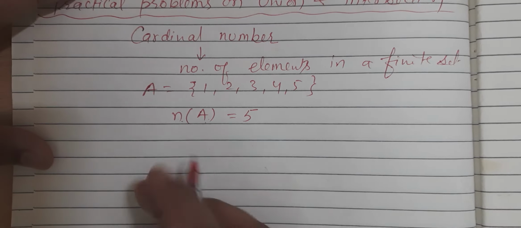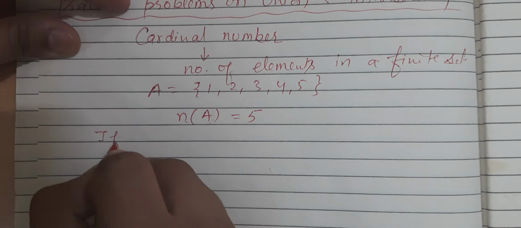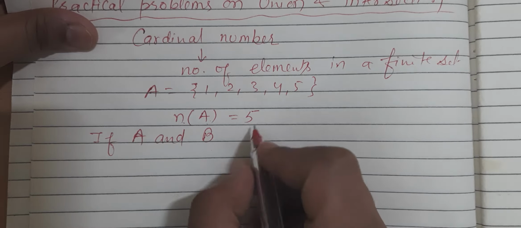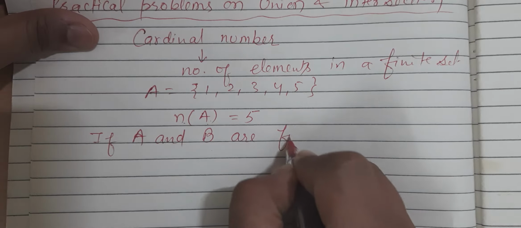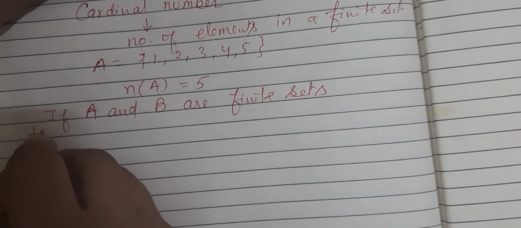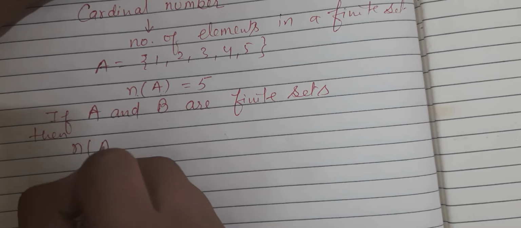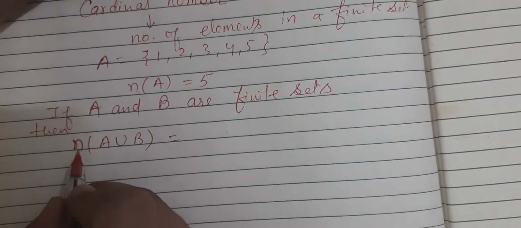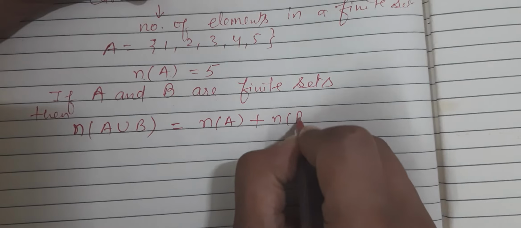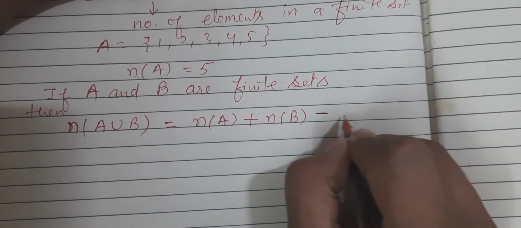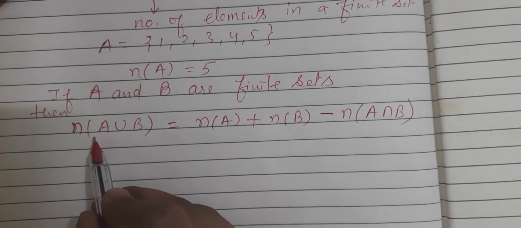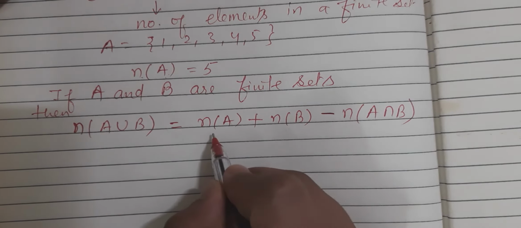Next is, if A and B are finite sets, then the number of elements in A union B will be equal to the number of elements in set A plus the number of elements in set B minus, this is minus, okay, be careful, the number of elements in set A intersection B.